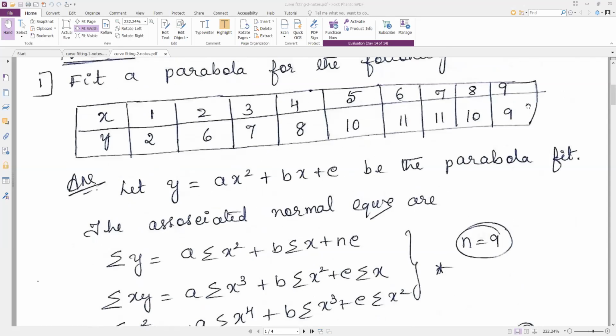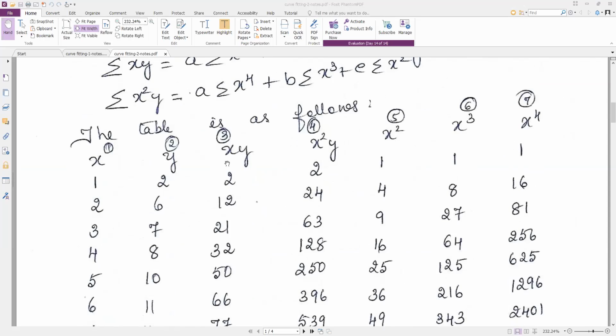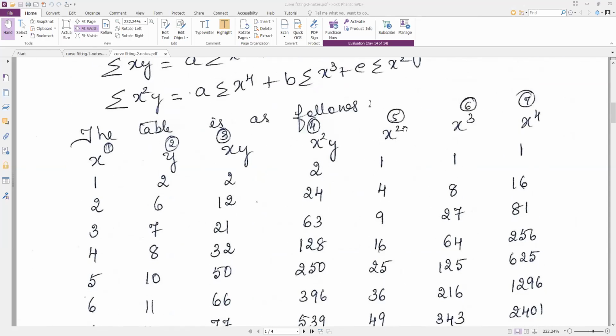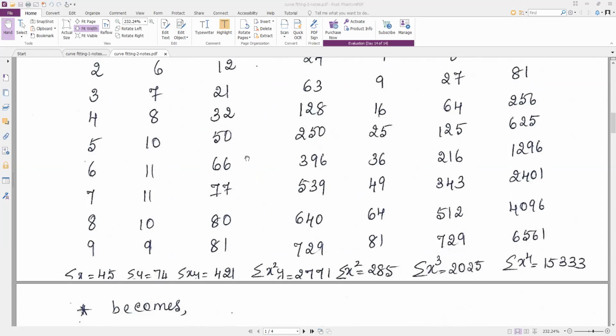So first column write down, second column write down, then third column x into y. So you need to multiply the two columns. You will get the third column. Then multiply the first column and the third column. That gives you x square y. Then to get the fifth column, you need to square the first column. Then in order to get the sixth column, you need to cube the first column. Then in order to get the seventh column, you need to take it to the power 4. Okay, so that gives you the values.